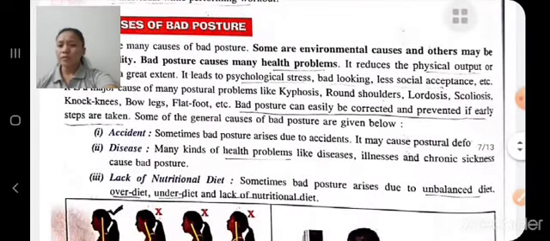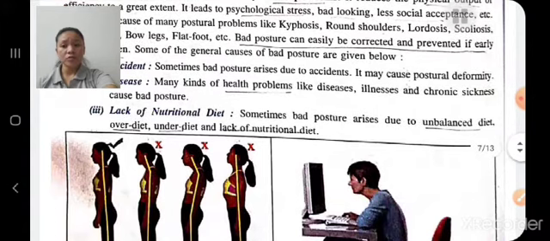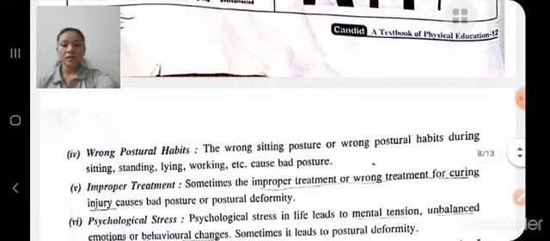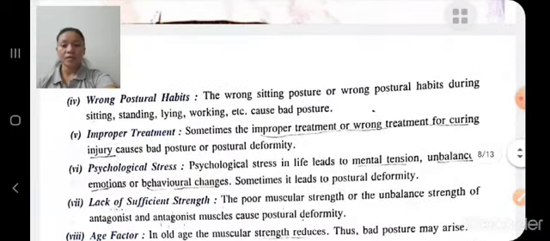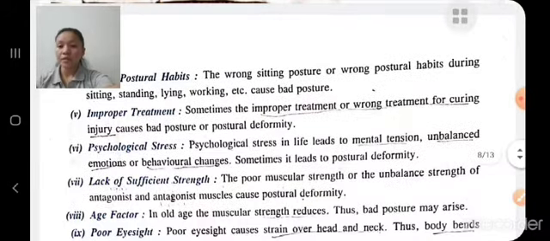Causes of bad posture. The first cause is accident. Due to an accident, it may lead to bad posture. Then disease, and lack of nutritional diet. If he has an unbalanced diet, if he is overweight, underweight, or lacks nutrition, then his posture will also be affected. Wrong posture habit: if he has a wrong posture habit while sitting or standing, then he may have posture deformity, and he will have bad posture.